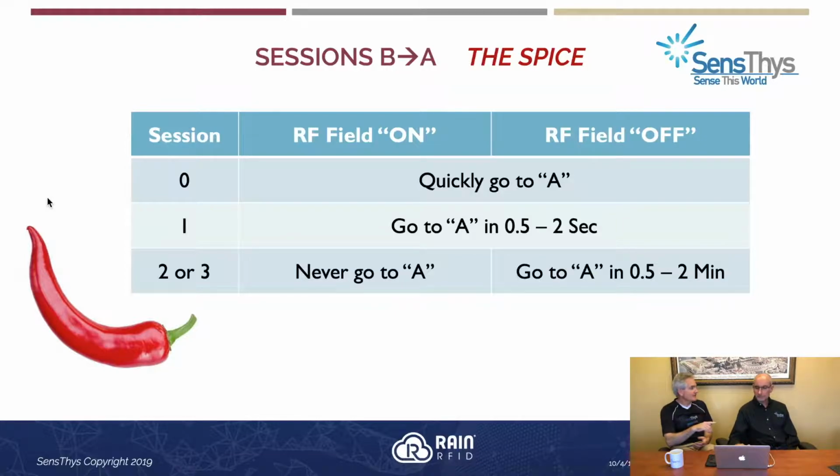One last comment though. If you're looking for a specific type of tag behavior in 2 or 3, and even more specific, when you take it out of the field, you want a very, very long time period of it staying in B, or you want a pretty short time period, you need to look at different tags. Within a tag type from a tag vendor who's using a specific die, they're fairly similar, but there's a lot of difference between the die manufacturers.